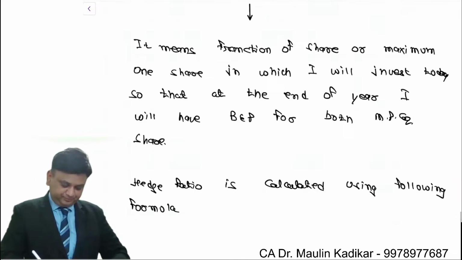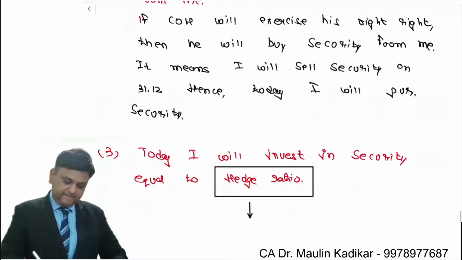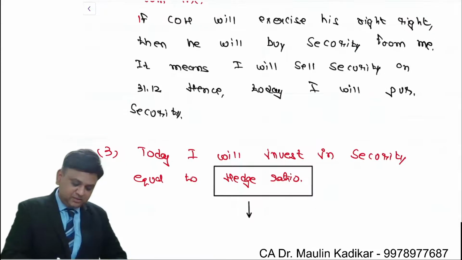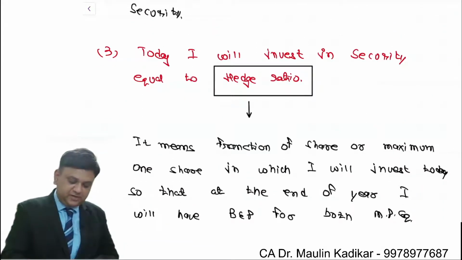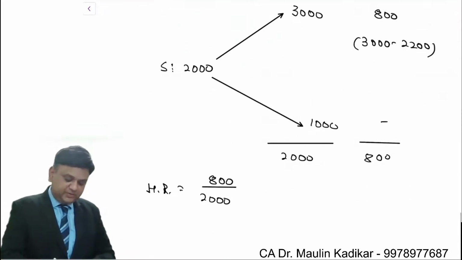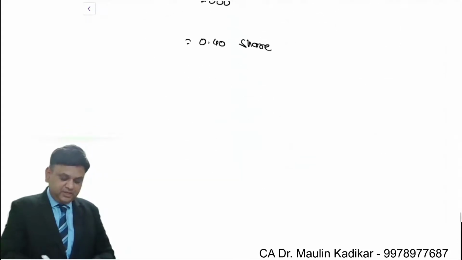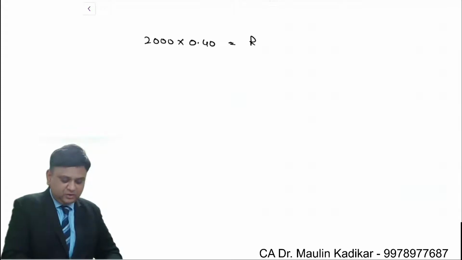So now call option seller will buy security. So call option seller will invest in security. How much? Equal to hedge ratio. What is the spot price of equity share? 2000. Hedge ratio is 0.4. So 2000 into 0.4, I require an amount of rupees 800.